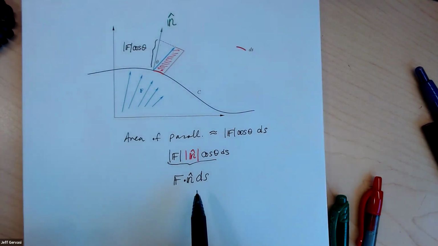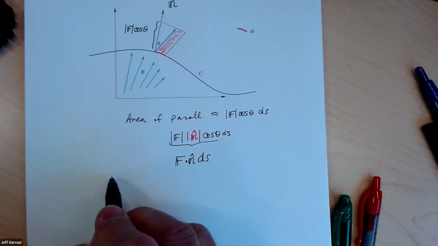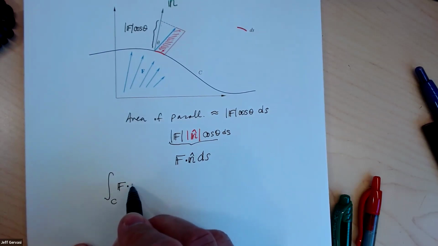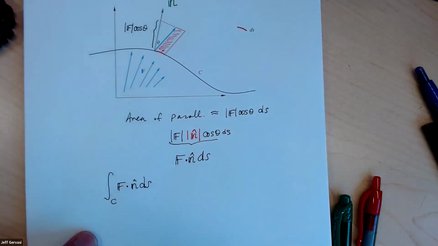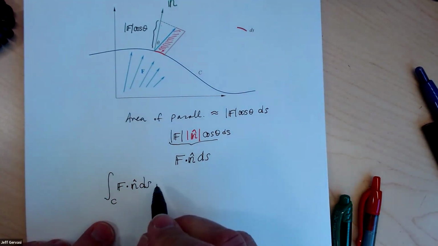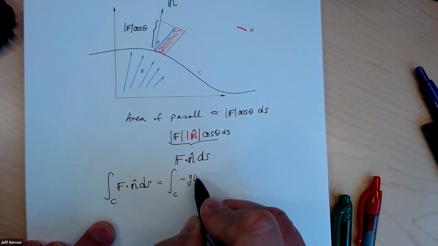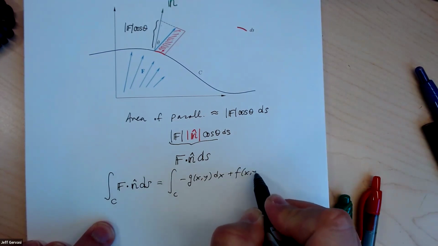And so we imagine the curve is made up of an infinite amount of those tiny arcs, and we sum up all of those little pieces. We say the total flux of the vector field is equal to the line integral along the curve. We also saw that that was equal to the line integral of negative g of x, y dx plus f of x, y dy.